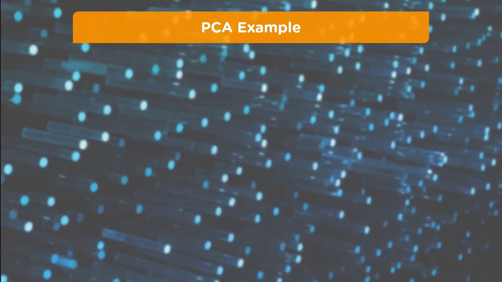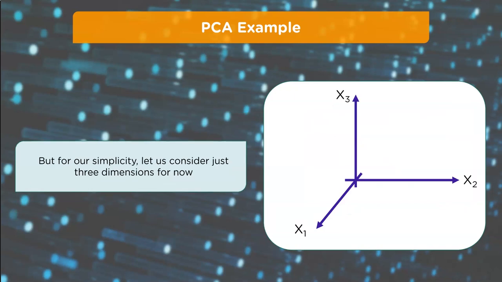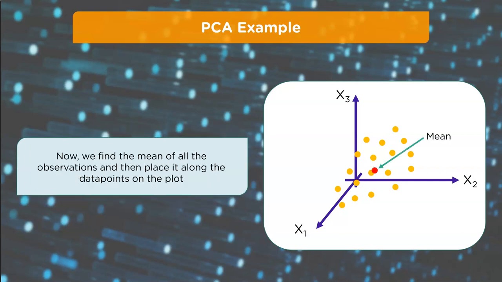And so we have the PCA example. Consider matrix X with n rows or observations and k columns or variables. Now for this matrix, we would construct a variable space with as many dimensions as the variables. But for our simplicity, let's consider three dimensions for now. Now each observation, a row of the matrix X, is placed in the k-dimensional variable space, such that the rows in the data table form a swarm of points in this space.